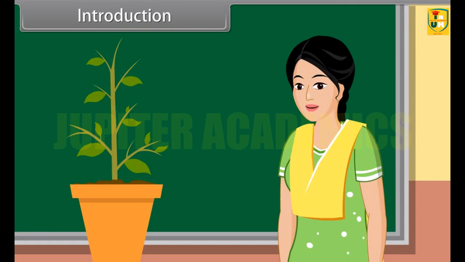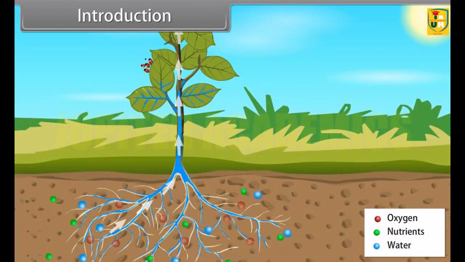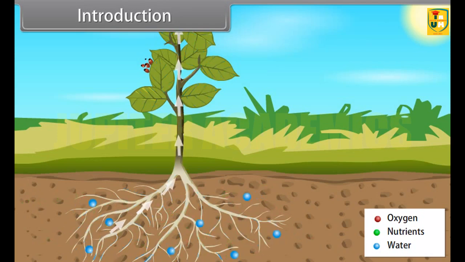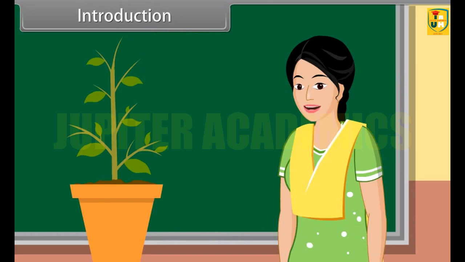The growth of a plant can be measured by considering various factors such as nutrients availability, water availability, oxygen, etc. One more thing I would like to tell you that there are 5 plant growth regulators. They are auxins, gibberellins, cytokinins, ethylene and abscisic acid. Okay. Now it's time to learn about plant growth and development.